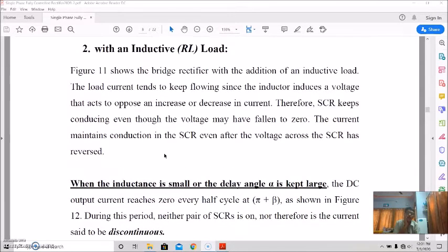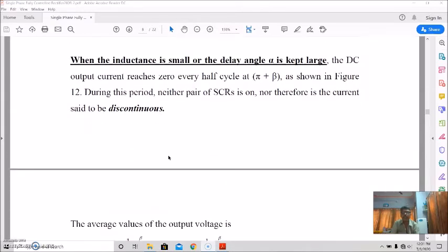So with this, we first discuss the inductance of very low value. That means the inductance is small, and in that case the delay angle alpha is very high. So the DC output current reaches zero every half cycle at pi plus beta. That is also shown here in the waveform. During this period neither pair of SCRs is on, and therefore the current is said to be discontinuous.